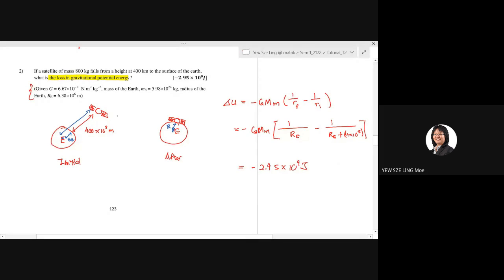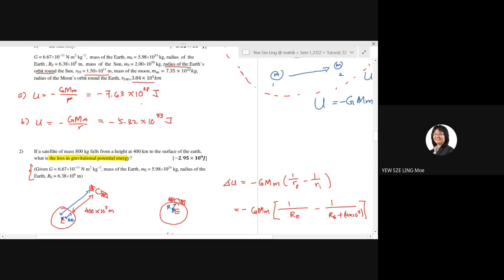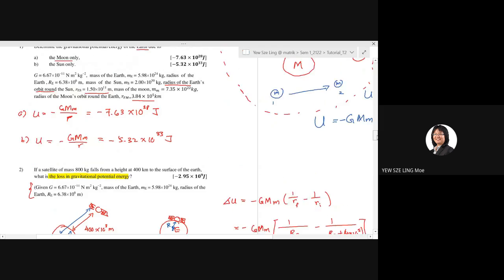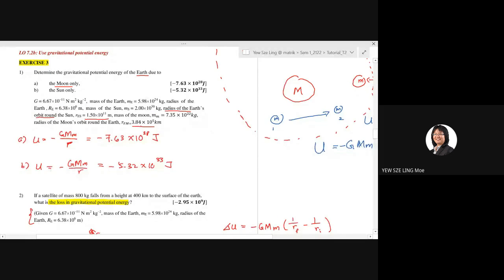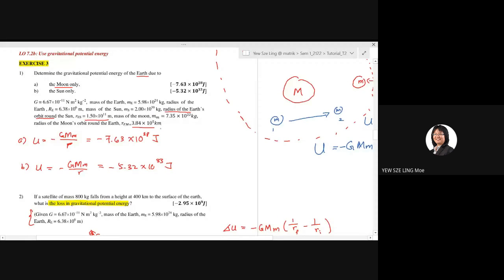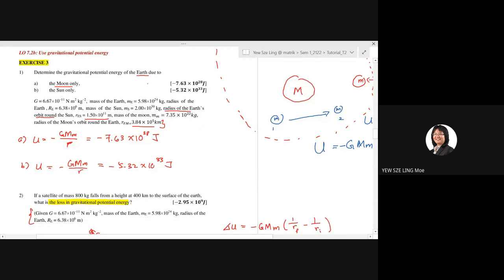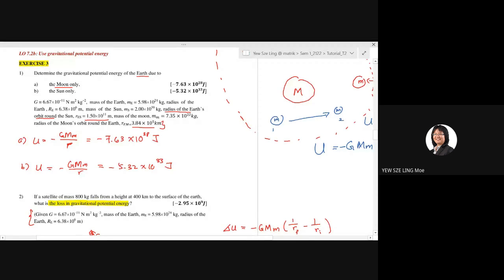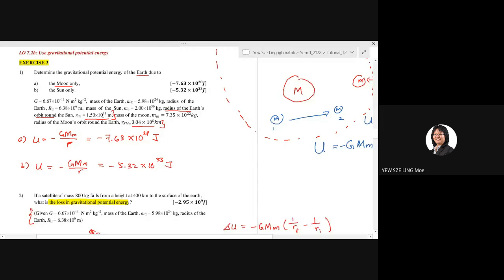Right? So this is slightly different from the previous question. In the previous question, what happens if you want to place 2 objects at their current positions? You want to place the Moon and the Earth at a distance of 3.84 times 10 to the power 5 km apart, and the Earth and the Sun at a distance of 1.5 times 10 to the power of 11 meter apart. So this one, you just calculate the potential energy between 2 objects.